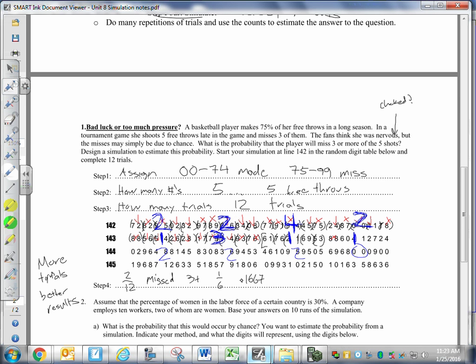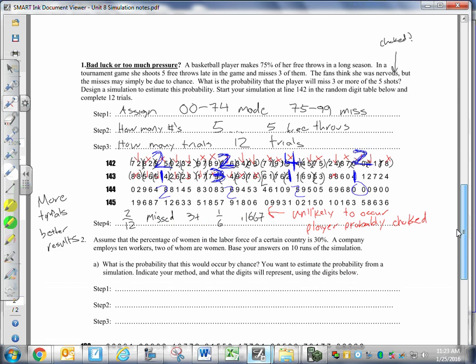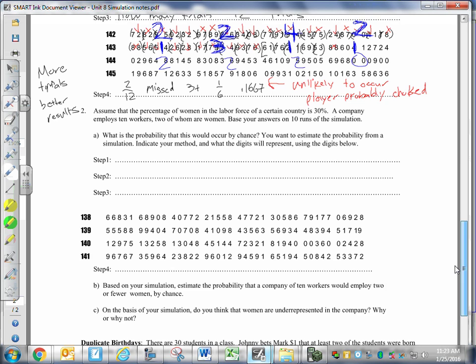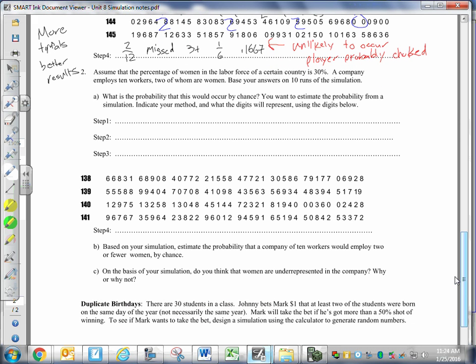Probably choked, right? Because it's unlikely, based off of our simulation, that this occurs. Unlikely to occur. Player probably choked. Okay? We have a good understanding of a situation that might seem complex.